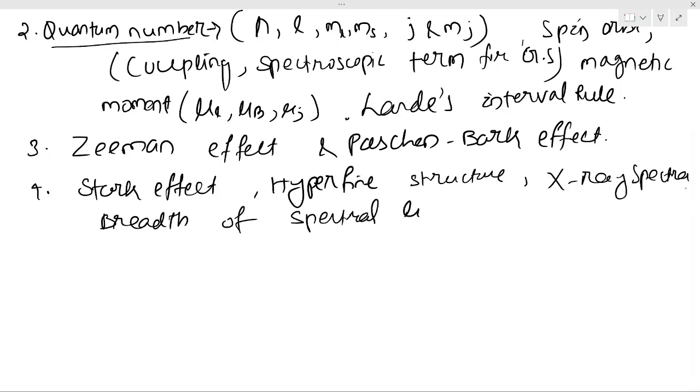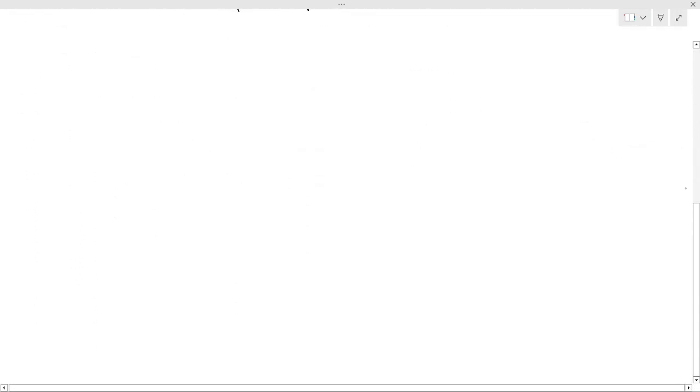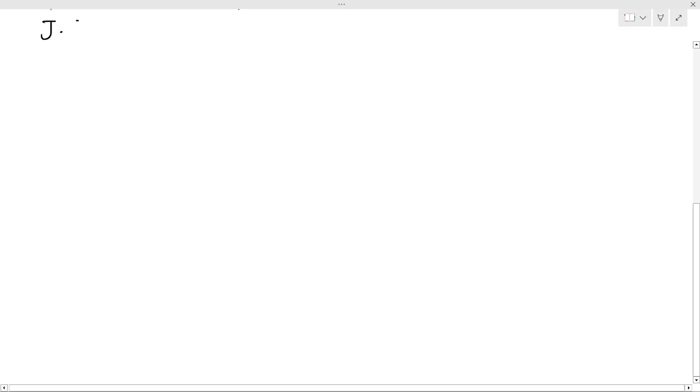Okay. In atomic physics, we are going to see, before talking about the hydrogen atom, some prior concepts, that is the discoveries of scientists.